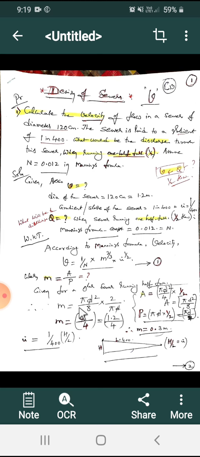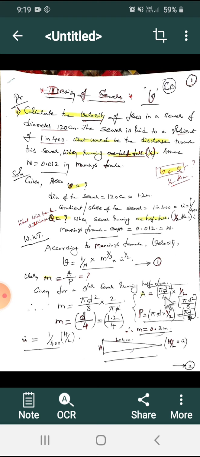Observe here, M is equal to A by P. What is A? A is equal to pi d square by 4 for a circular section. And P is equal to pi d, this is the perimeter. Now let us determine what is A and what is P. A is equal to pi d square by 4. I have explained already. This is half. They have given very clearly that the discharge is half, then the area of cross section is also half. That is why you have to multiply with this half.